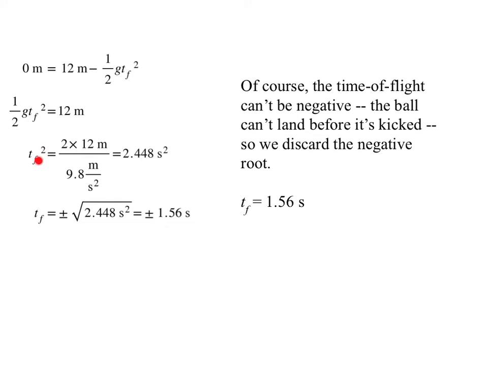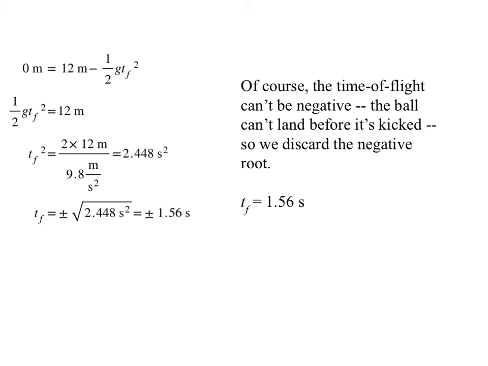I have this trapped in a square, so I square root it so as to free the t. That means I square root the other side. And I remember that whenever I take a square root, I put a plus and minus to capture that there are two answers to that. There are two numbers whose square is 2.448: plus 1.56, but also minus 1.56.